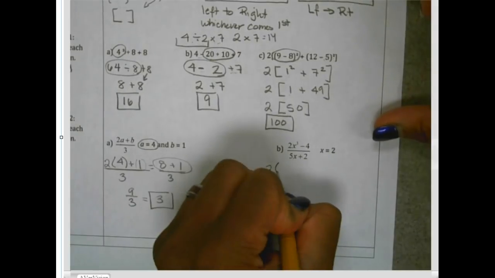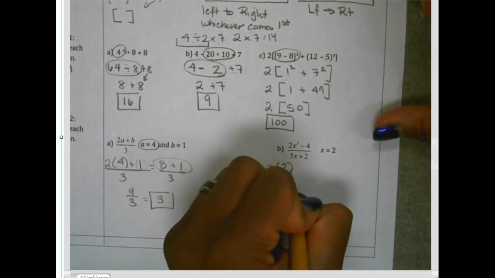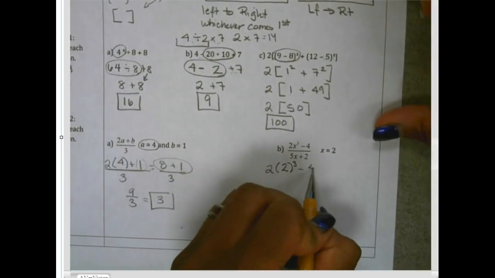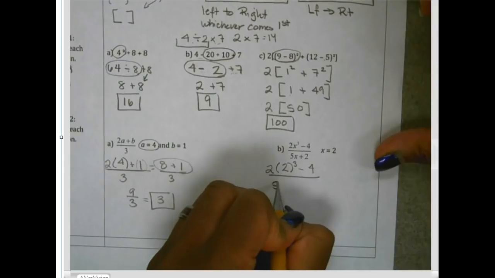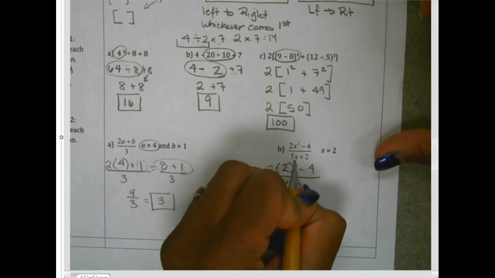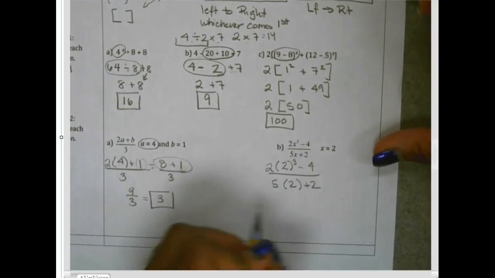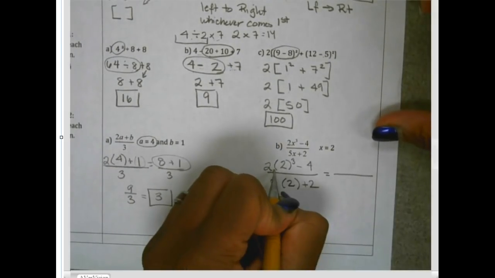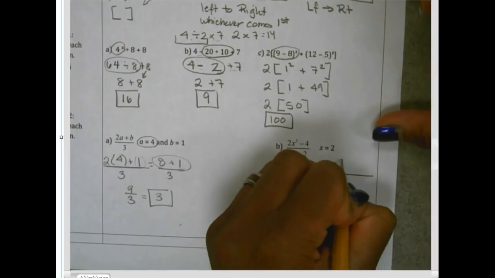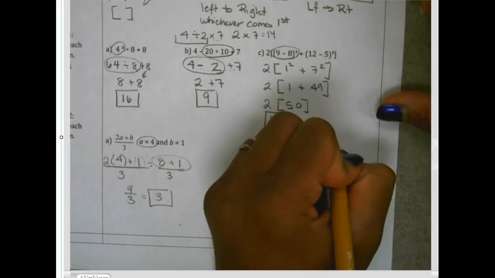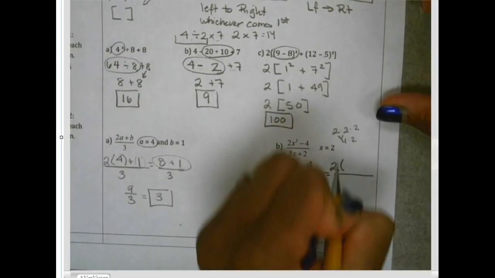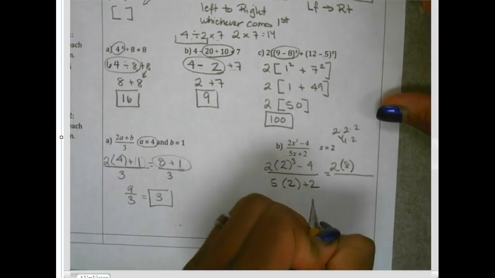So 2 multiplied by 2 cubed, because I'm plugging in the x, minus 4 over 5 times 2 plus 2. There's a lot of 2's in this, huh? Not even my favorite number. Order of operations, exponents first. 2 to the third power is 2 times 2 times 2. 4 times 2 is 8.